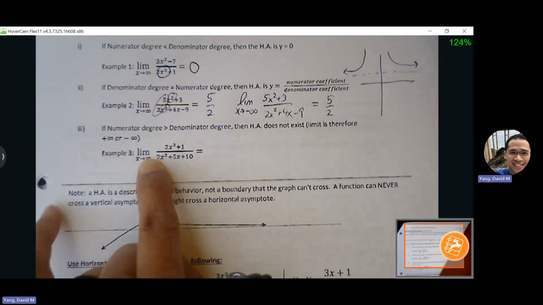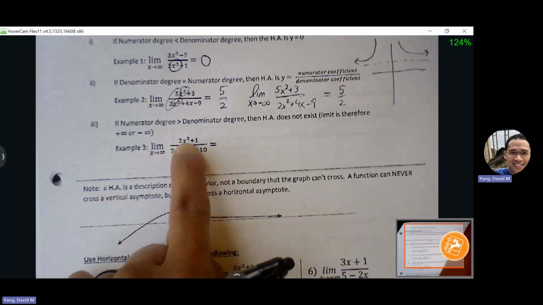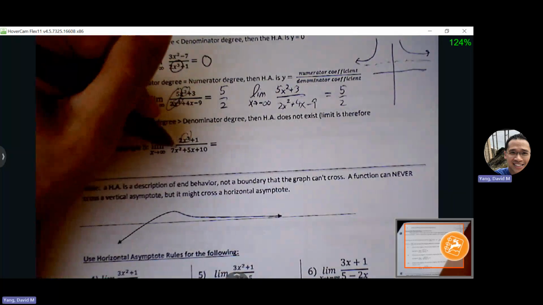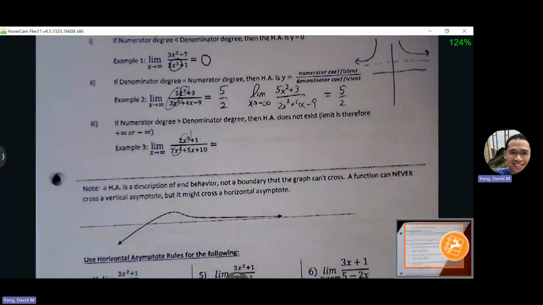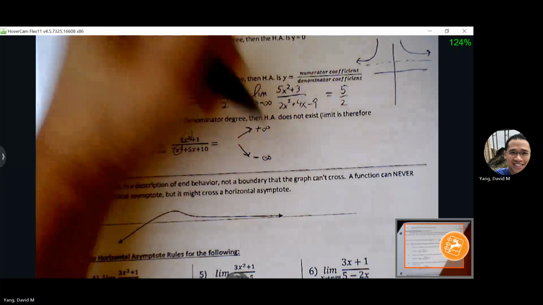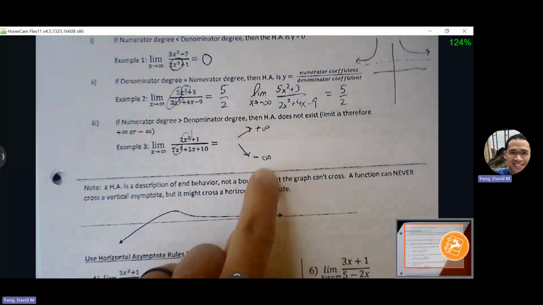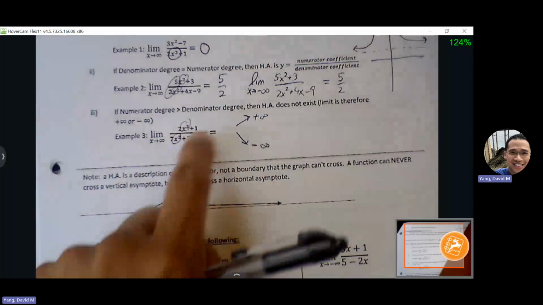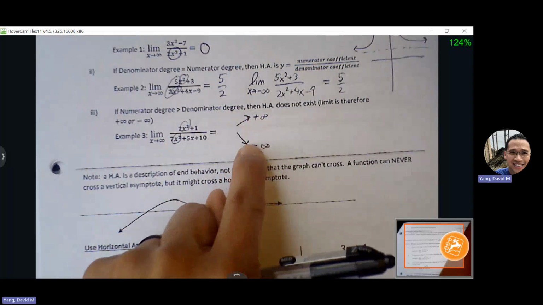So in this case, if I do limit as x approaches infinity, we see the x cubed versus x squared. The x cubed is growing at a faster rate than x squared. That means this fraction is getting larger and larger and larger. It's either going up to positive infinity or it's going to get down to negative infinity. But it's going to be one of the infinities. Right? So the only thing we have to worry about is having to decide between these two options.